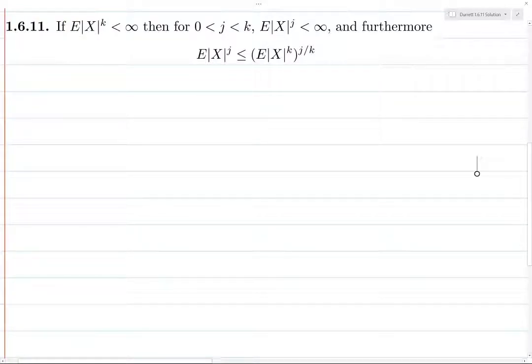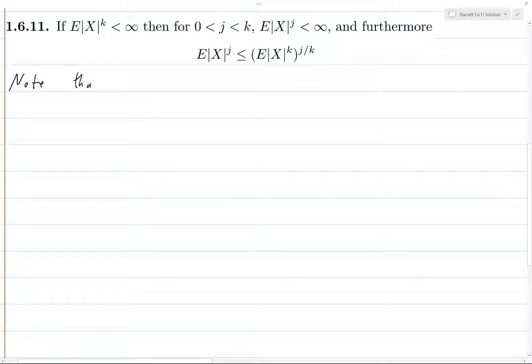Alright, so here's what I think is sort of a tricky problem, and it's also another one that you can just straight up find in Folland. So we want to prove this inequality, and we're going to do it using Holder's inequality.